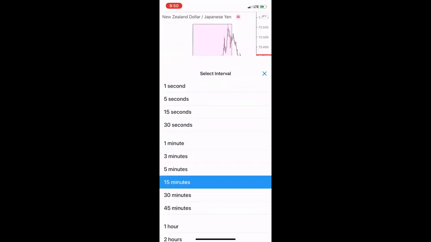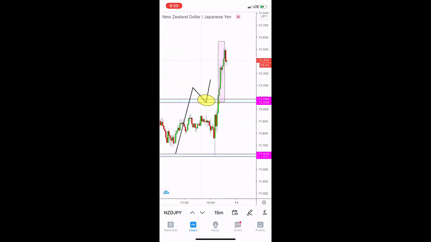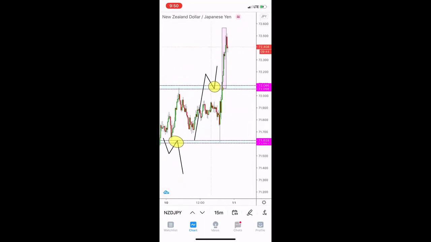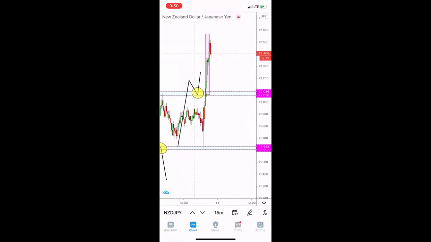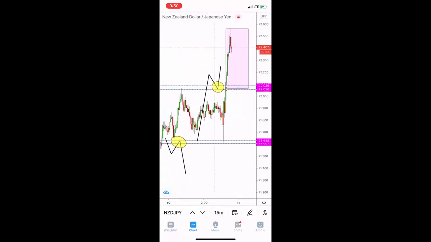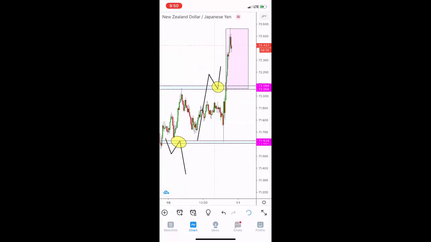Let's see. There we go. Just for educational purposes as well, so that people can see when you draw things up, and when you go back and look at what happened at these zones, you can begin to do deeper research and deeper reconnaissance of how these markets are actually behaving.